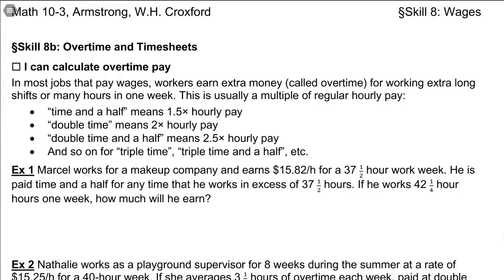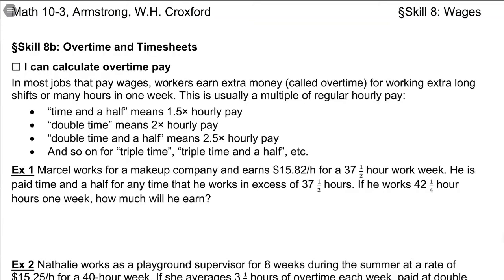And this is usually calculated as a multiple of regular hourly pay. So time is your base hourly pay. It's whatever you're paid per hour. And time and a half then means 1.5 times, literally time and a half, of your pay. Double time is 2 times your regular pay. 2.5 times would be double time and a half. So on for triple time would be 3 times your pay. Triple and a half would be 3.5 times. Quadruple, quintuple, and so on. Although realistically, I've never heard of anyone earning more than triple time.